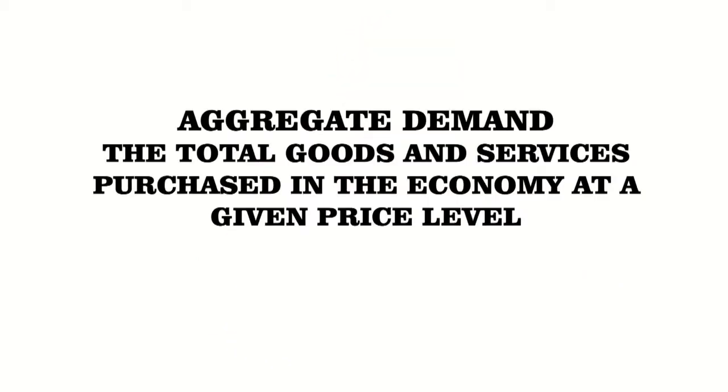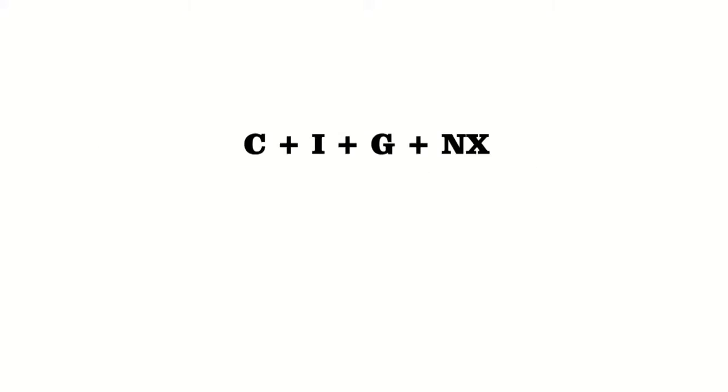Add these up and we get the gross domestic product, which is also the aggregate demand for all of these buyers of goods and services. Economists call this the aggregate demand of an economy. The aggregate demand is the total goods and services purchased in the economy at a given price level. The formula is C for consumer spending, I for investment, G for government spending, and NX for net exports.